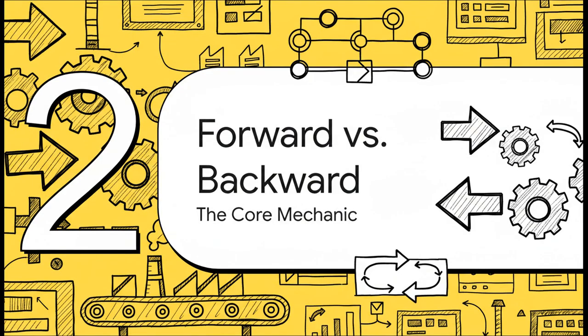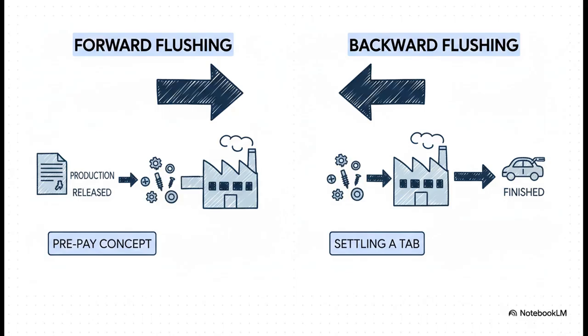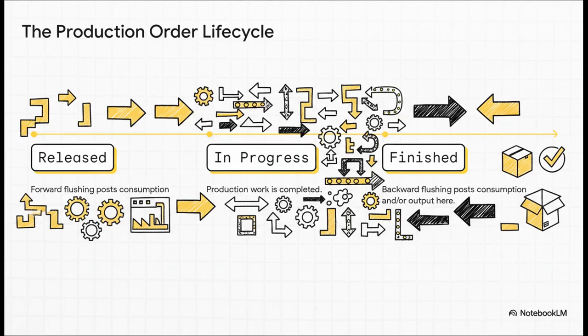All right, this next part is maybe the most important concept to get your head around: the difference between forward and backward flushing. Seriously, once this clicks, everything else just falls into place. Think of it like this. Forward flushing is kind of like prepaying for your ingredients. The second you release that production order to the floor, the system immediately consumes the materials from inventory. They're gone. Backward flushing, on the other hand, is like settling your tab after the meal is over. The system just chills out, waits until you change the production order status to finished, and then bam, post everything all at once.